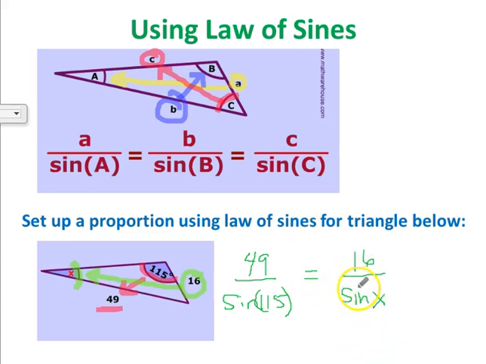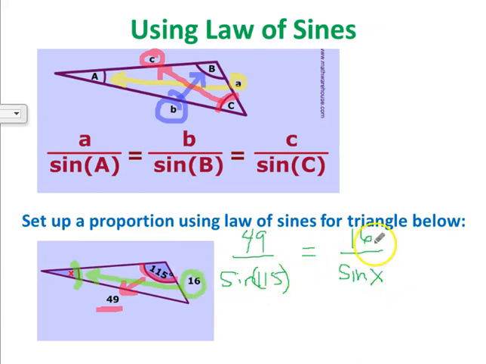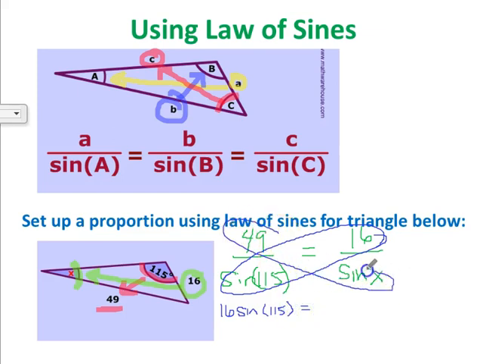So now I have a proportion set up, and I can solve for my unknown by cross multiplying. So I'm going to cross multiply and set up an equation. Here we go. I'm going to take 16 times sine 115, and I'm going to set that equal to 49 times sine x, and we're trying to solve for x.